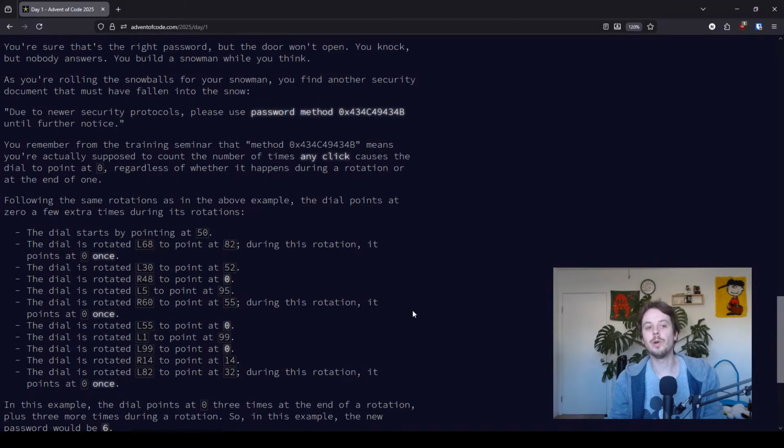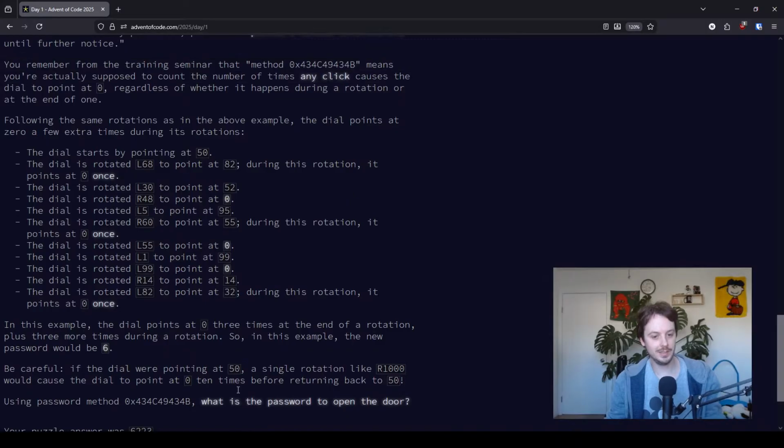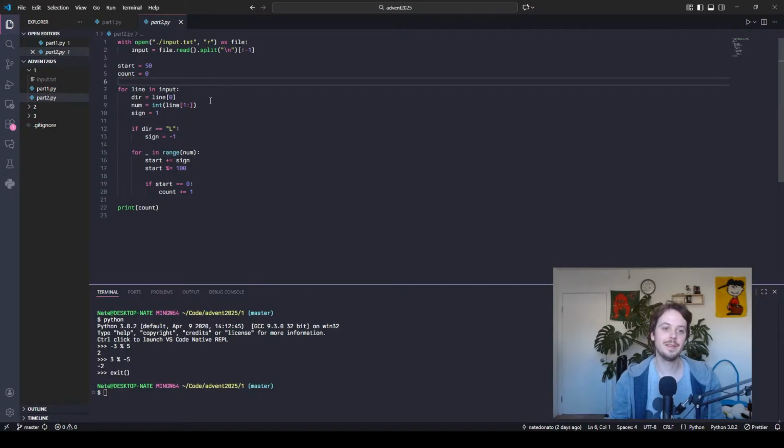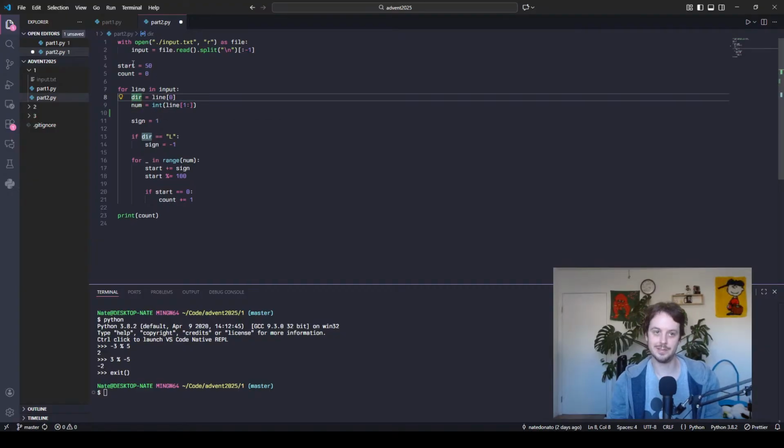Right, so that's something to watch out for. So to make it simple cognitively, what I did was I just simulated one number at a time. So similar setup to the first part. I'm getting my number, getting my line, starting at 50, and then I'm basically setting my direction to either 1 or -1, depending on the L or R.